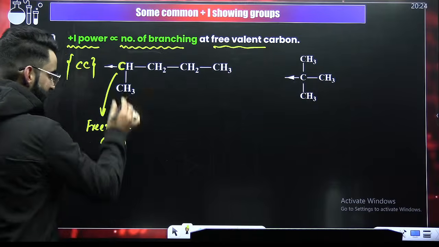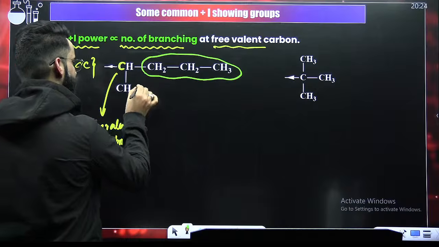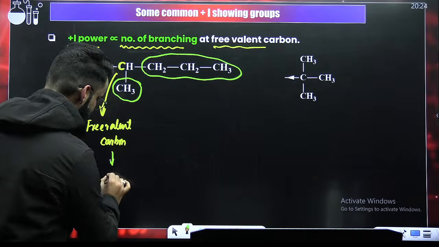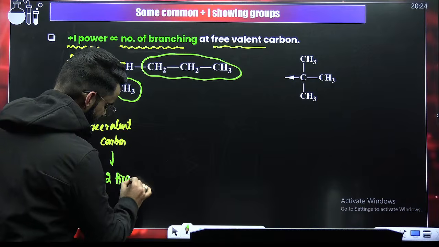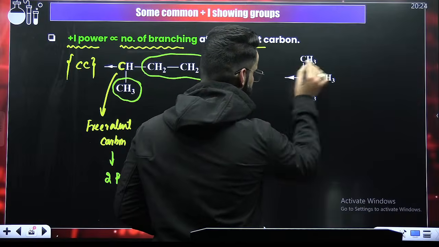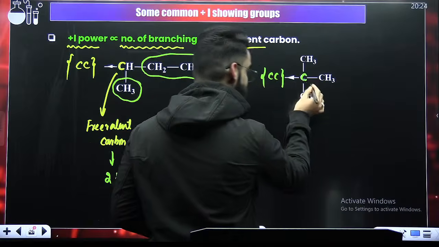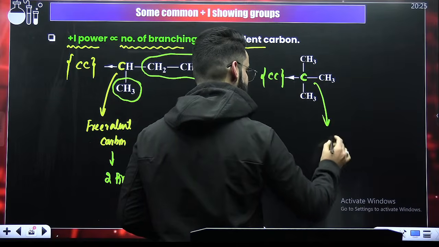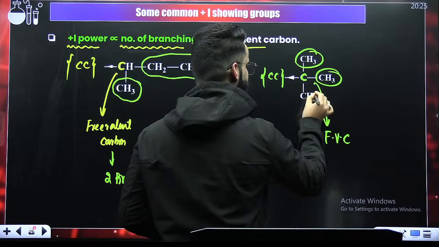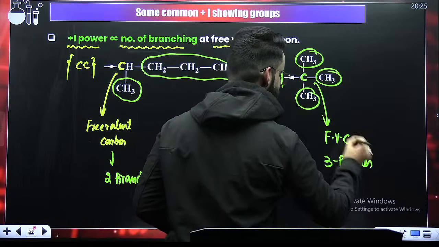So how many branches does this free valent carbon have? It has got one branch and this second branch. So this free valent carbon has got two branches. Similarly, talk about this one. Let's say this group is attached with a carbon chain, and this is the carbon of the group which is attached with the chain. I call this carbon the free valent carbon. How many branches do you see? 1, 2, 3. Here the free valent carbon has got 3 branches.